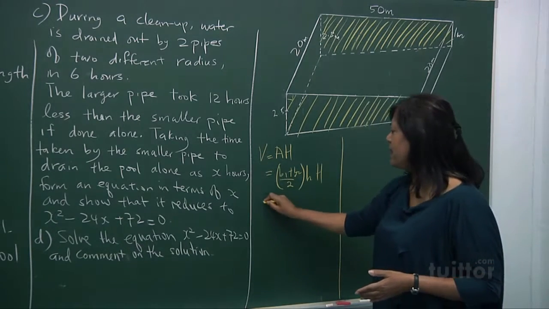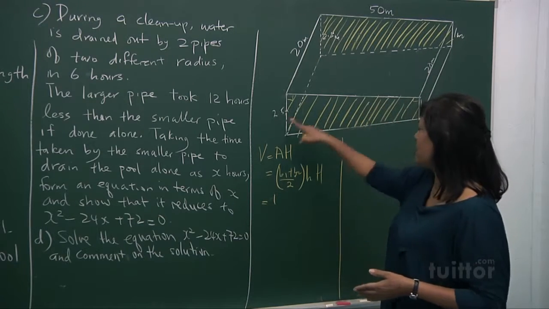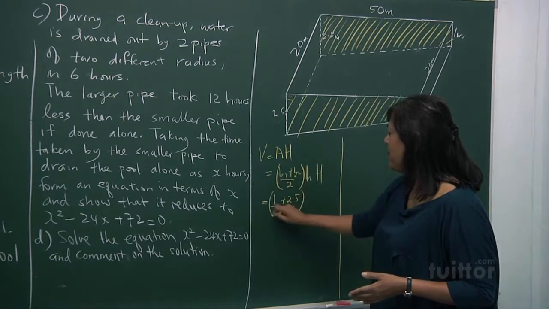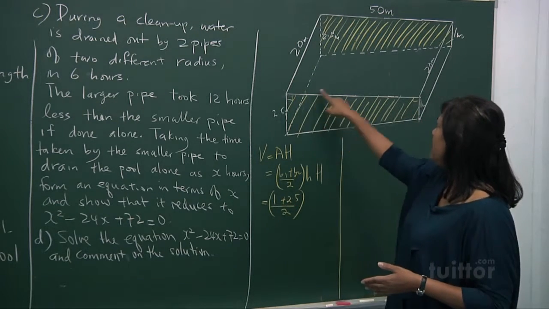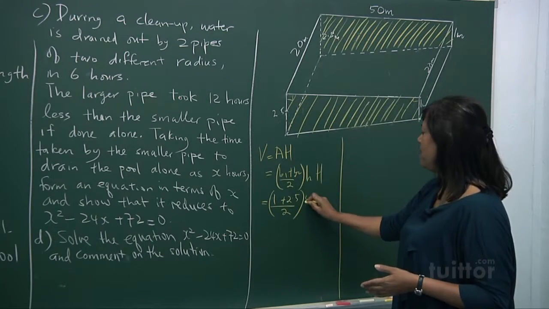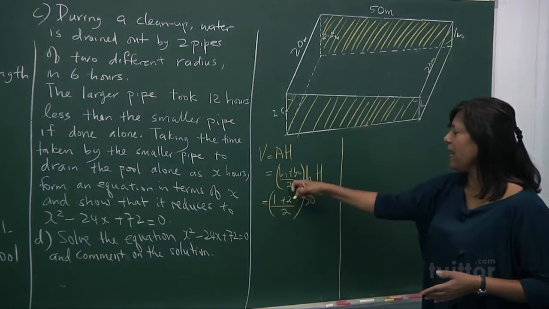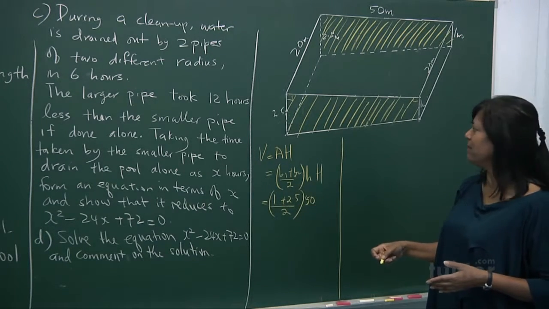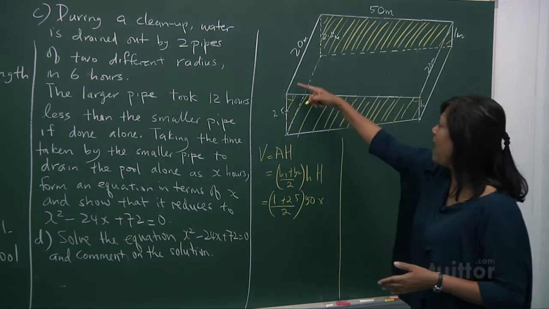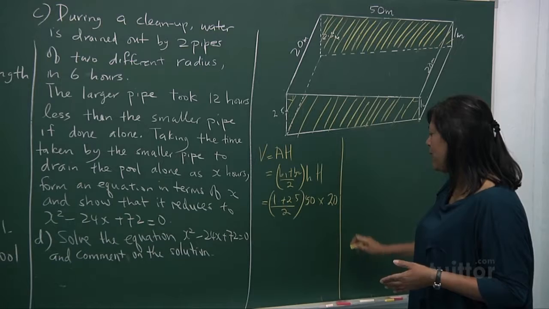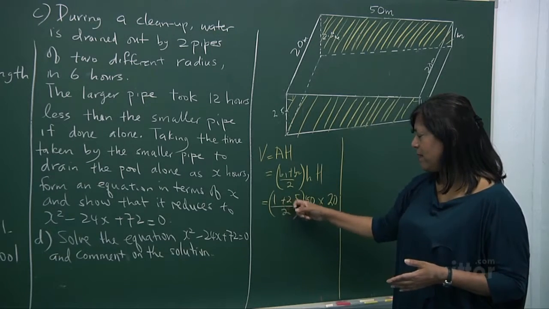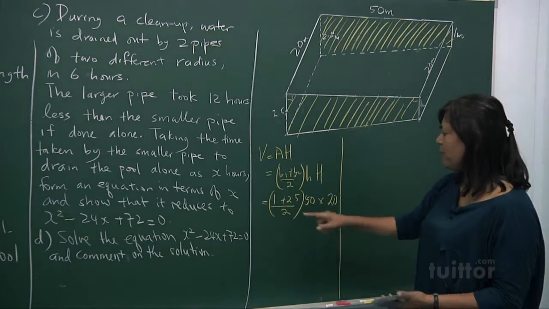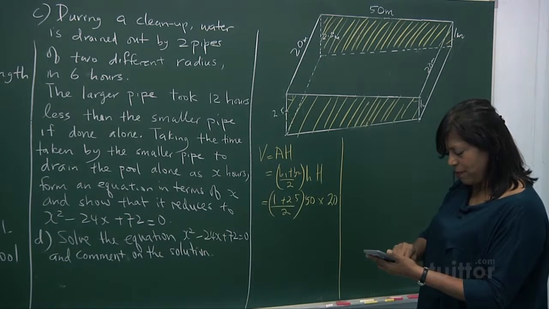So what are the parallel sides? You've got 1 plus 2.5, divided by 2, multiplied by the height from here to here, 50. This gives us the area of the cross section, and that cross section is a trapezium. Multiplied by this height, which is 20. I would like to work out this first. You can see that 1 plus 2.5 is 3.5. You cancel this 2, you get 25. So let's put it as 3.5.